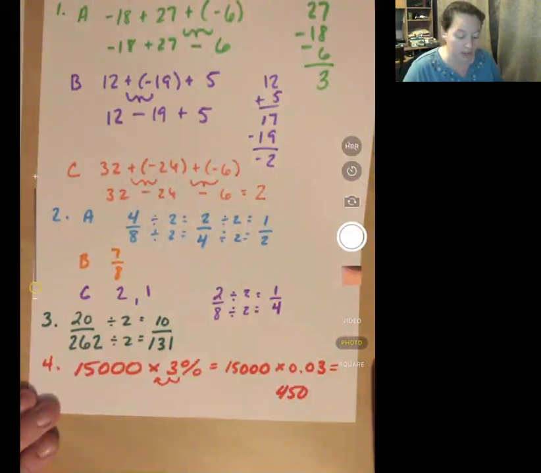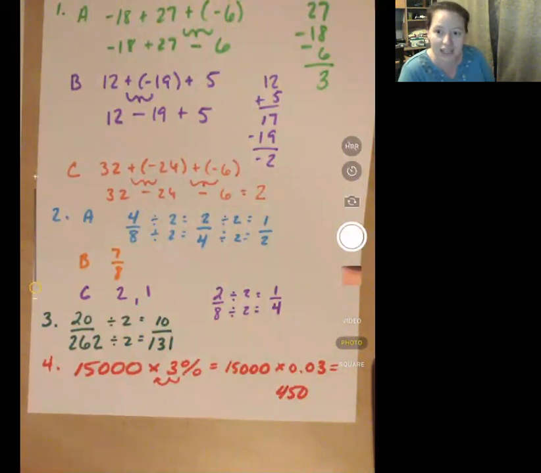So is 45 even close to 450? No, it's way off. It's off by a good 400. So we would write down that no, because the actual probability is that 450 will be late. So 45 is insanely too low.